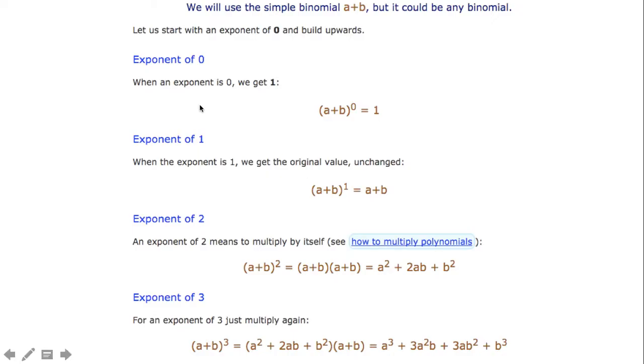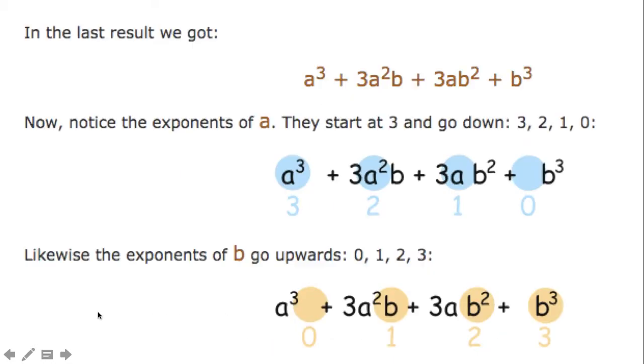And then a friendly reminder, anything raised to the 0 power, we always get 1. Anything raised to the first power, we just get the original value, not changed. This is when things start to change: an exponent of 2 means to multiply it by itself, and the exponent of 3 just means to multiply it again. So we did this problem already in the last video.